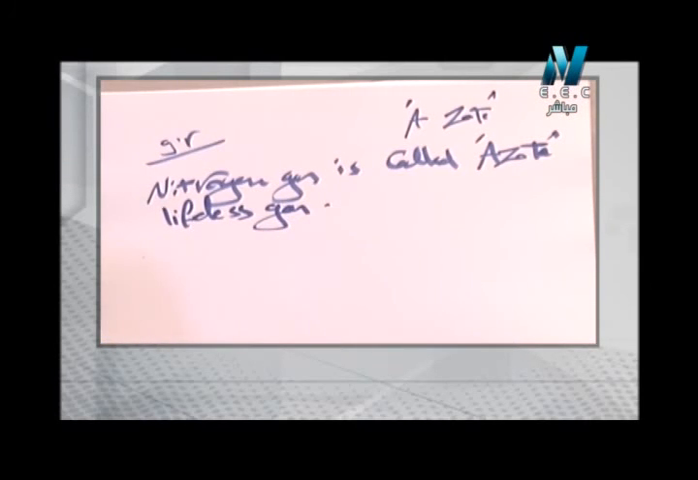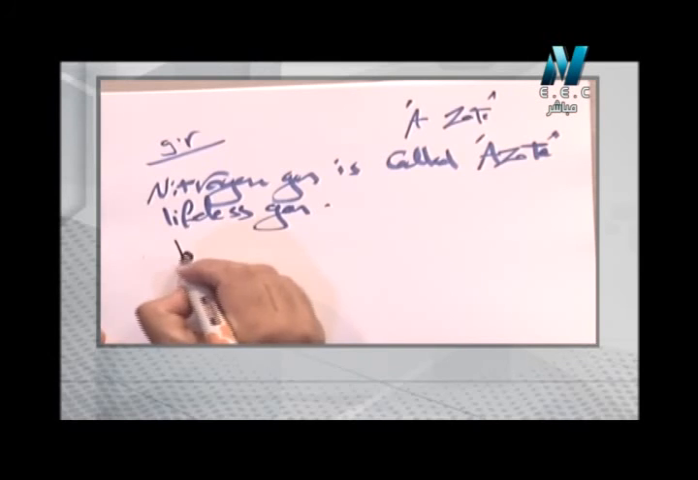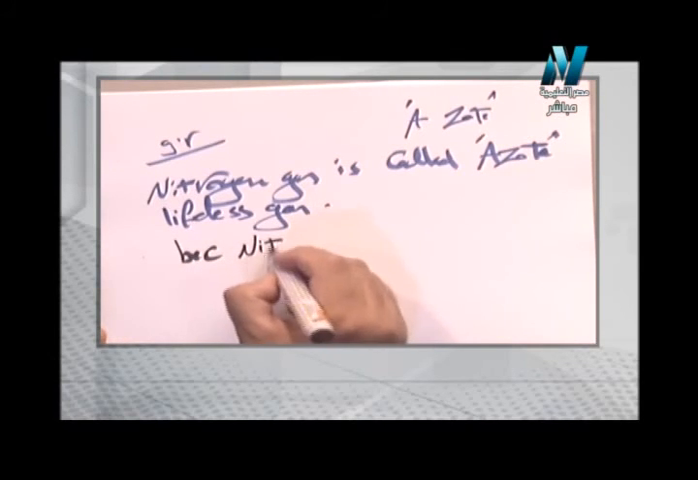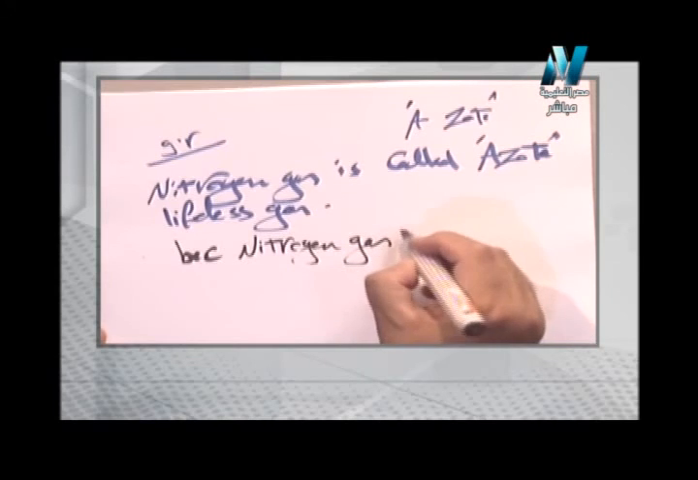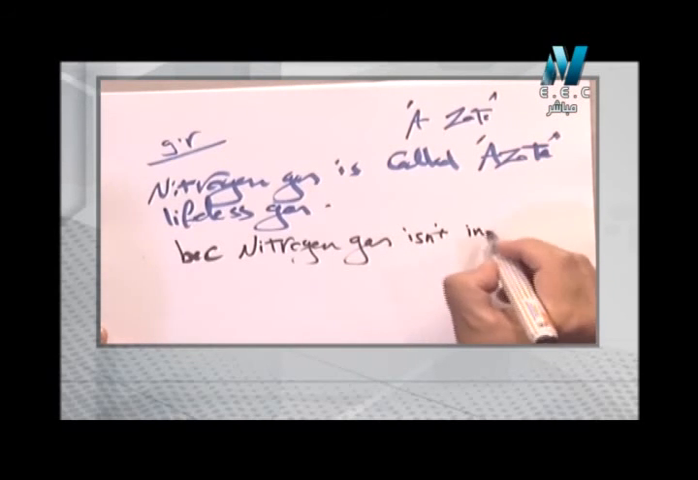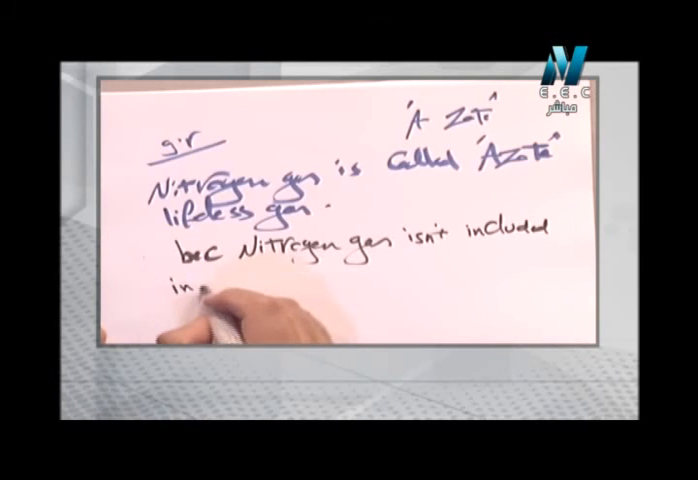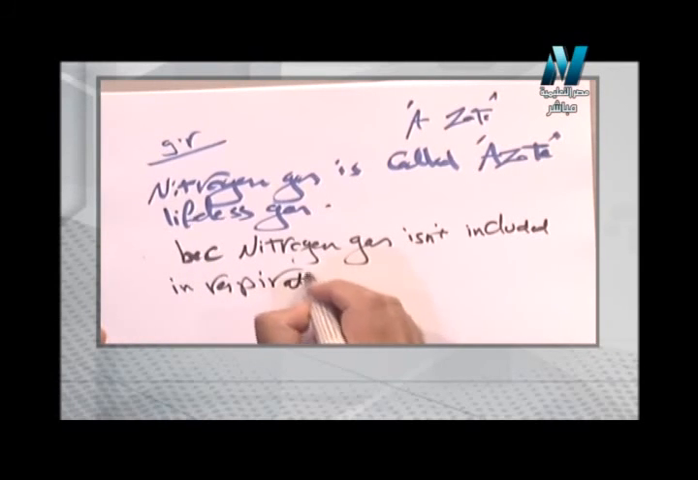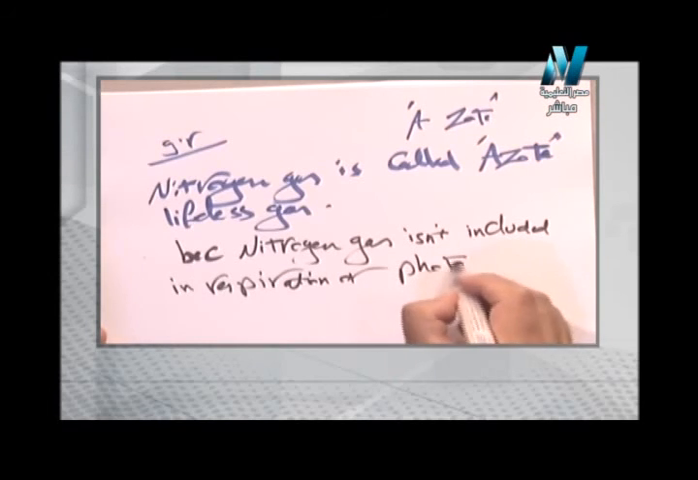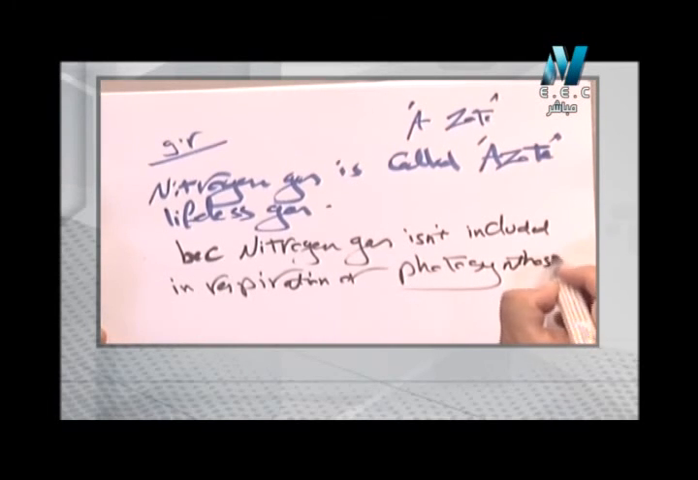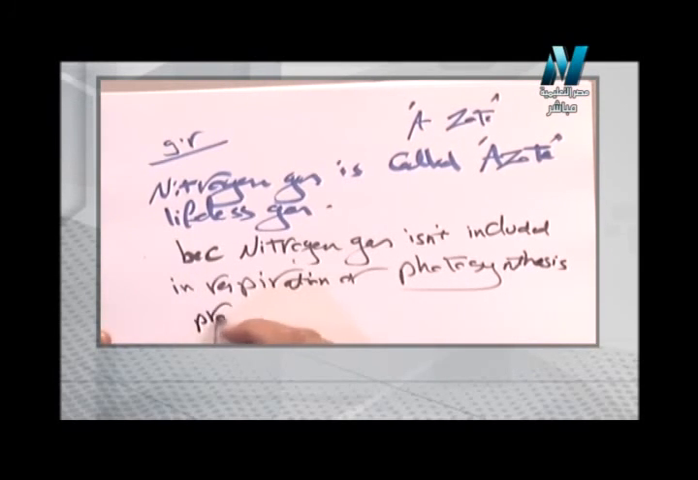Because nitrogen gas isn't included in the respiration process or the photosynthesis process. So by lifeless he means that it doesn't enter any vital process inside the plant or the human, although it is very important. So again, give reason: nitrogen gas is called lifeless, or azote, because nitrogen gas is not included or doesn't share in respiration or photosynthesis processes.